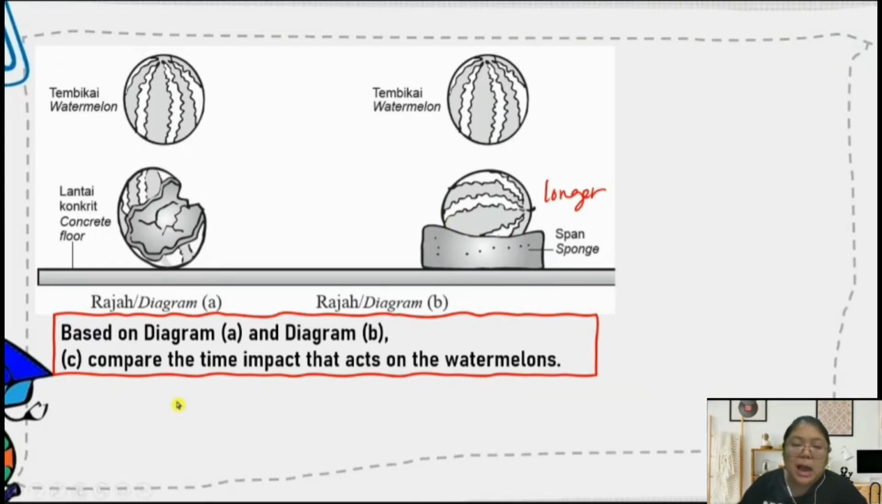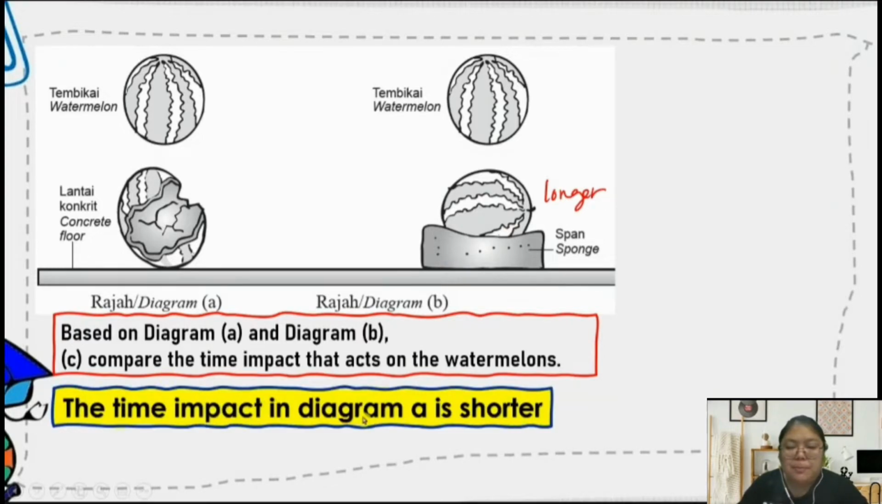So from here, for the time taken, you just copy from the question. Time impact added to the watermelon in diagram A is shorter. Or you can say B is longer. Time impact in diagram A is shorter. After the three comparisons, you show the relationship. Okay, now you see the next one.